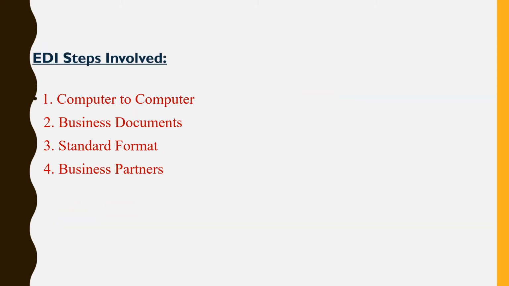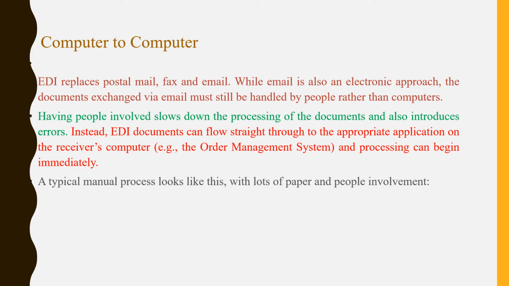Next one, EDI steps involved or components of EDI. There are four steps involved in EDI. One, computer to computer. Second, business documents. Third, standard format. Fourth, business partners. Let's see them one by one on the next slide. First one, computer to computer.